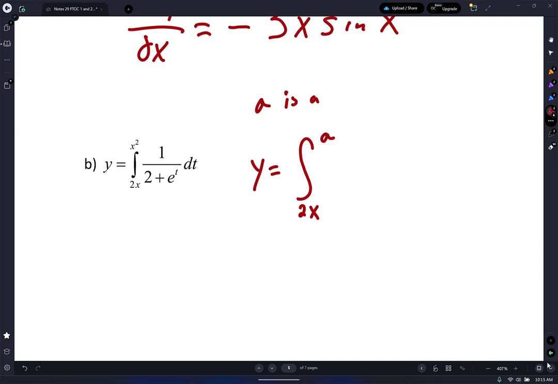I'm going to go 1 over 2 plus e to the t dt. You don't have to choose. You can choose. You could have chosen a number. You could have chosen 1. You could have chosen 5. You could have chosen 10. Doesn't matter. Choose something. Cool or not cool?